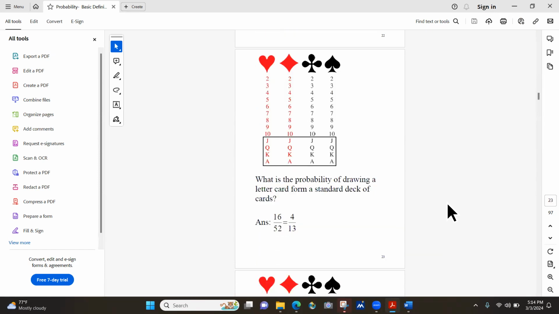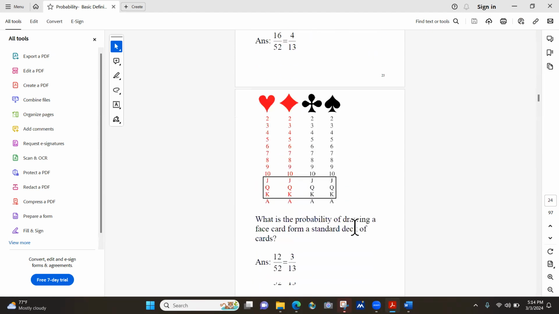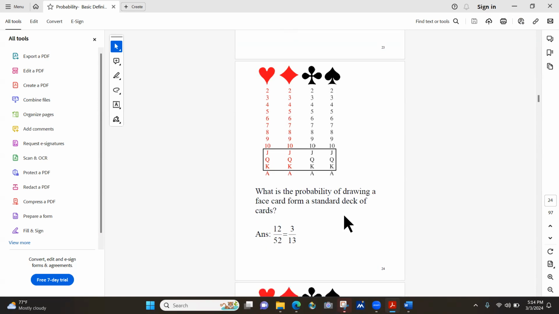What's the probability of getting a card that has a letter on it? There are 16 cards with letters: Jack, Queen, King, and Ace times 4. 16 divided by 52 is 4 over 13. That's the probability of getting a card with a letter on it. What's the probability of getting a face card? Remember, Jack, Queen, and King are called face cards. Altogether, 3 times 4 is 12 face cards, so the probability is 12 over 52.